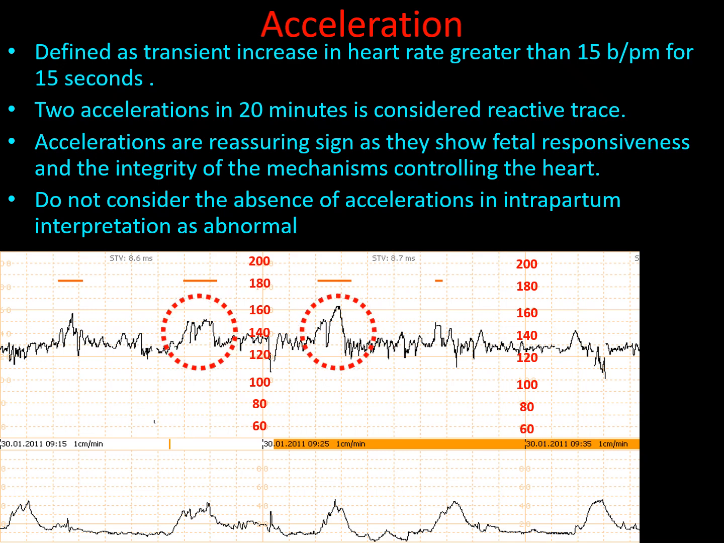Whereas antenatally, if there is an absence of acceleration, it should be considered a non-reassuring sign and further investigation should be carried out.